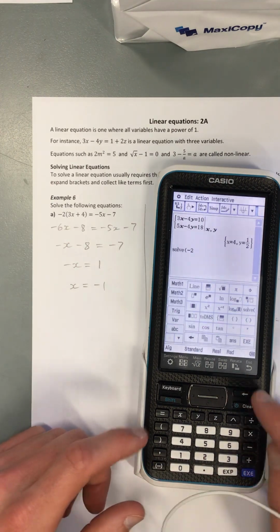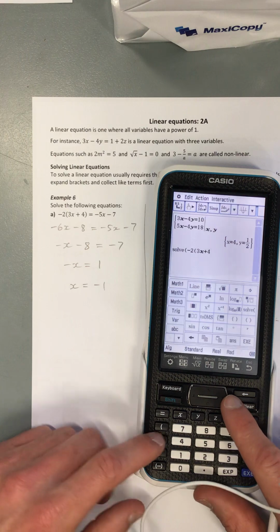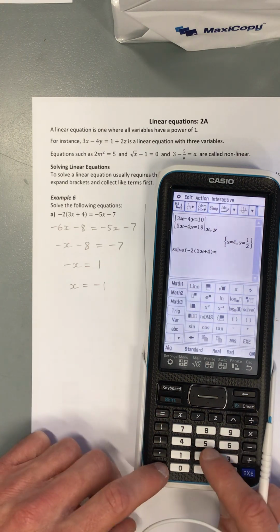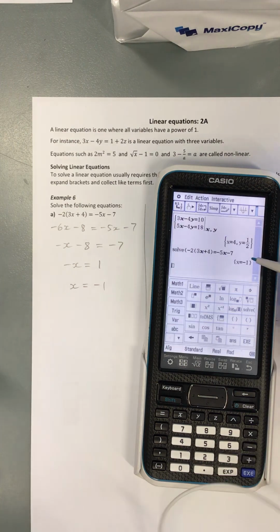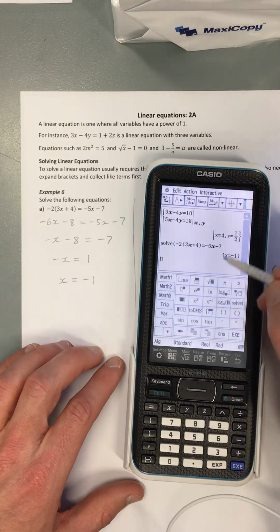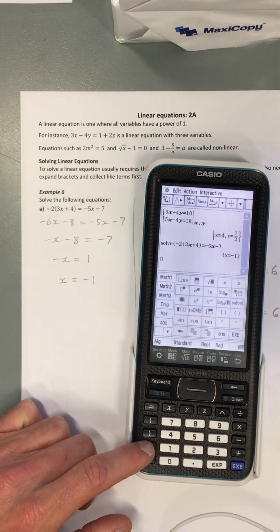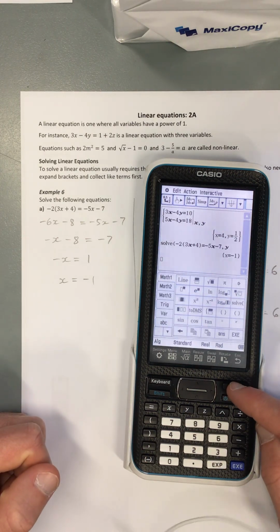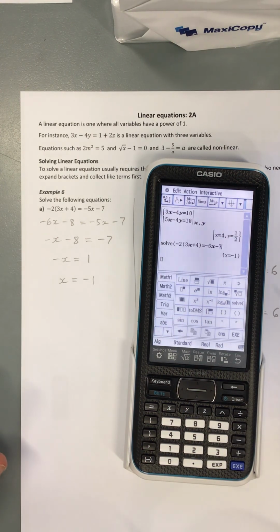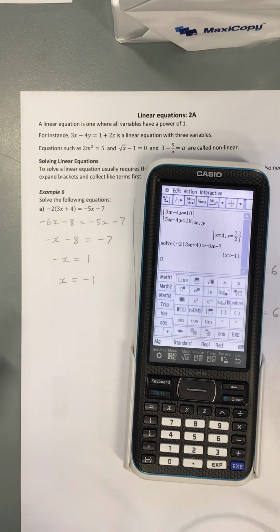And we were solving negative 2 times 3x plus 4 equals negative 5x take 7. By default, your calculator will try to solve for x. If you're using any other variable, you would have to put a comma at the end of the equation. So say if we were solving for y, we would need to put comma y at the end. But for x, your calculator just solves that by default. That's nice to know. x equals negative 1, that's what we got. So we got 6a correct as well.